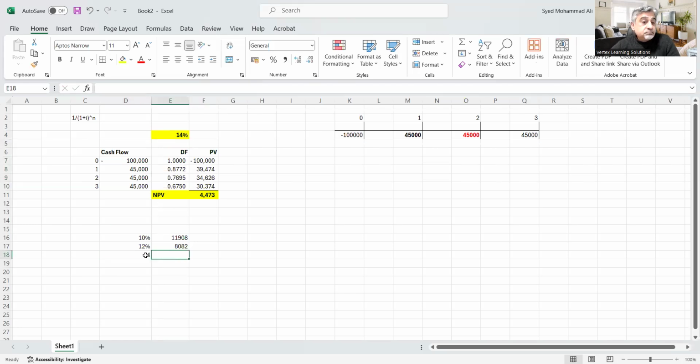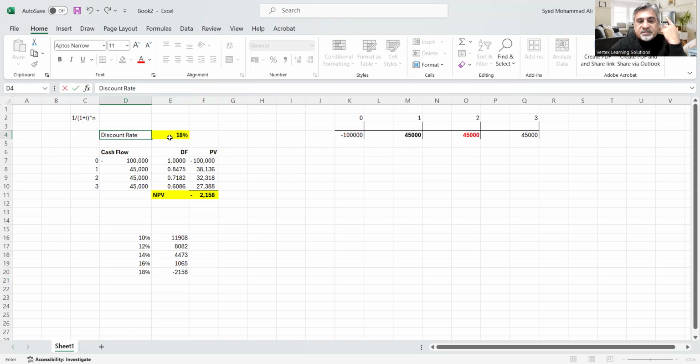NPV is 4,473. And then if you make it 16%, I'm just going step by step so that we are taking time to explain and think, because I want to give you time to think as I'm doing this. So 18%, if I put 18%, NPV becomes minus 2,158. It is negative 2,158. So what you see now is that as the discount rate changes. So remember, there are two words. This is called the discount rate.